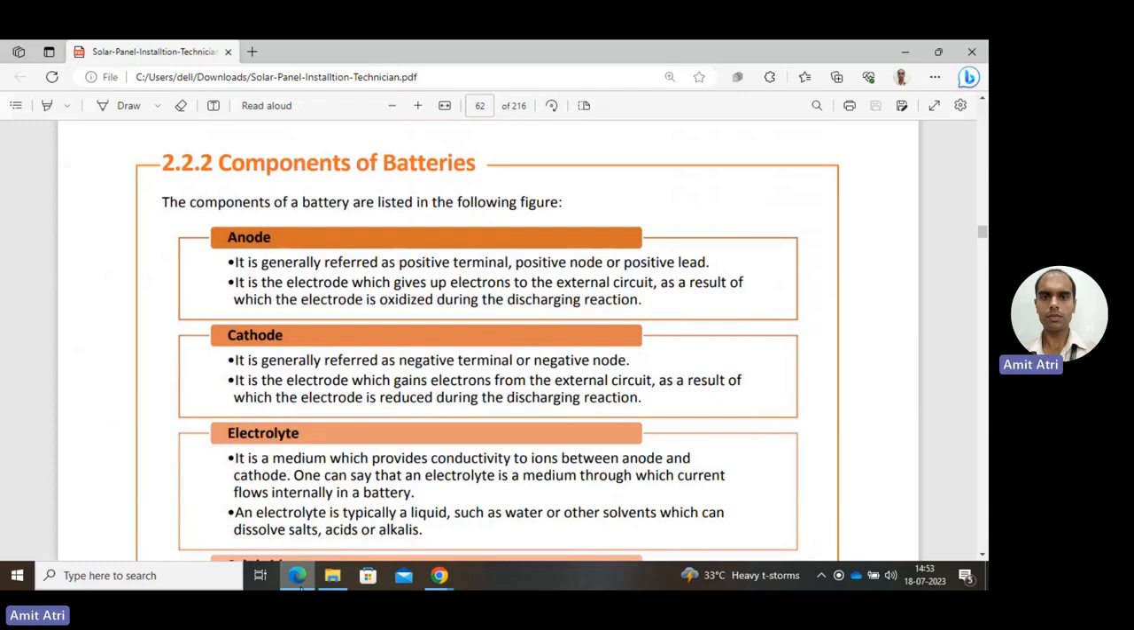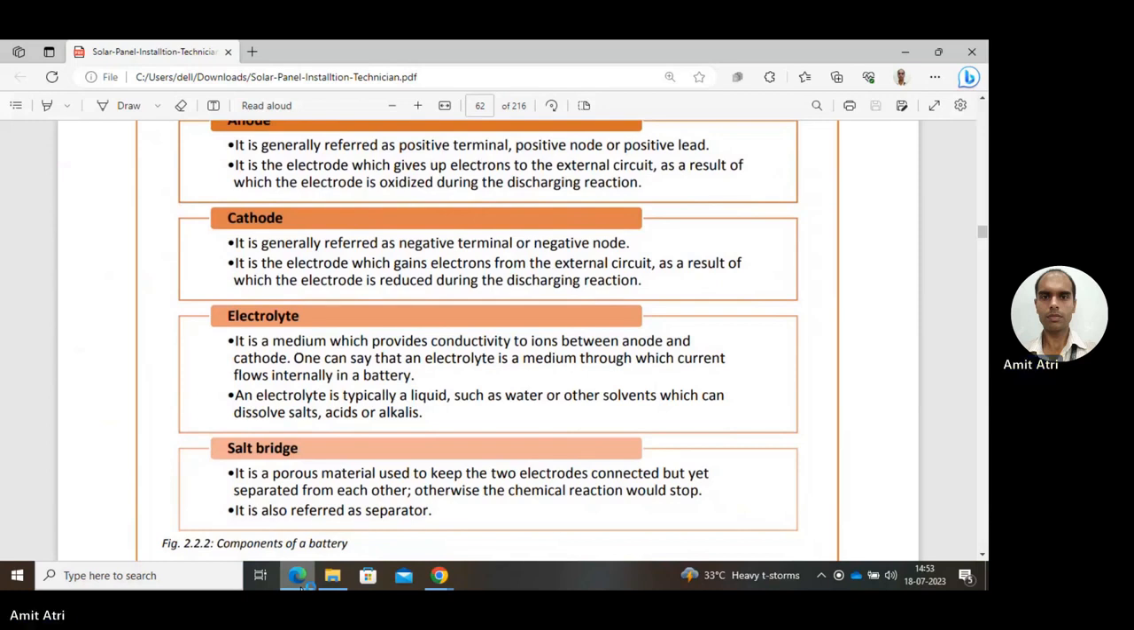The electrolyte is typically liquid. So water could be there, other solvents like dissolved salts, acids, or alkalis could be used as an electrolyte. One more component is the salt bridge.